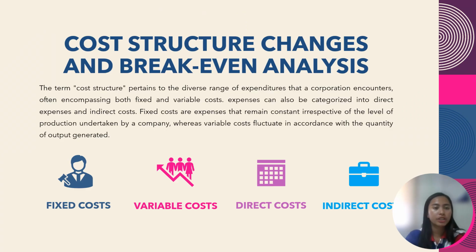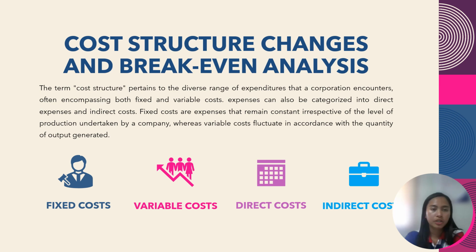Cost structure changes and break-even analysis. The term cost structure pertains to the diverse range of expenditures that a corporation encounters, often encompassing both fixed and variable costs. Expenses can also be categorized into direct expenses and indirect costs. Fixed costs are expenses that remain constant, irrespective of the level of production undertaken by a company, whereas variable costs fluctuate in accordance with the quantity of the output generated.